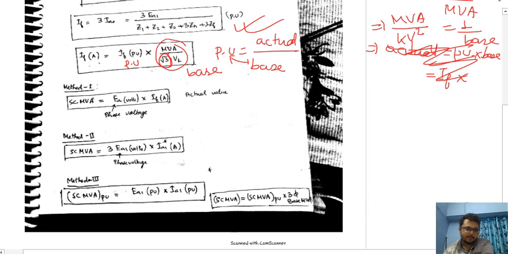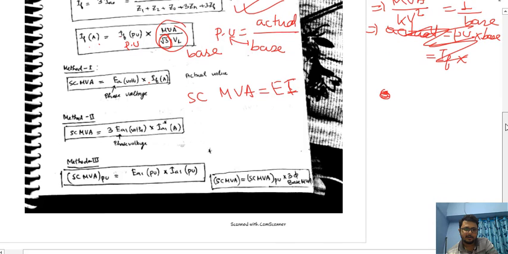Now we have various methods of calculating short circuit MVA. Short circuit MVA is very important, it comes in the exam. The first method, if you want to calculate in terms of actual value, is E into I, actual voltage into actual current. Short circuit means short circuit current into short circuit voltage. You have to write the phase voltage EA in volts into IF, the fault current in amperes.